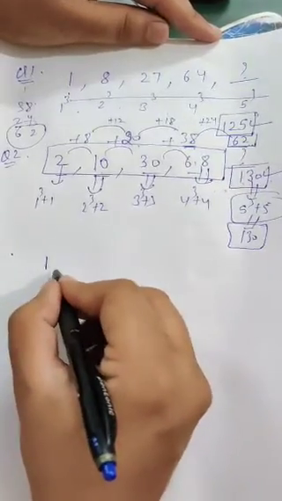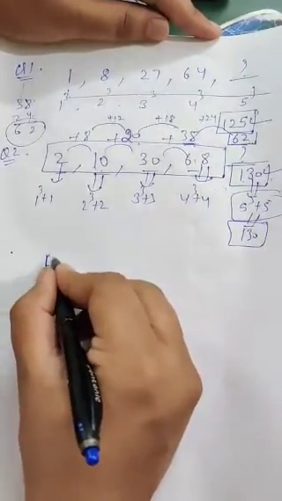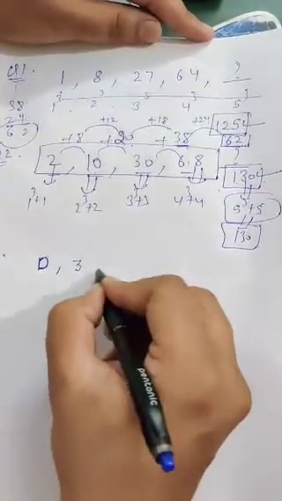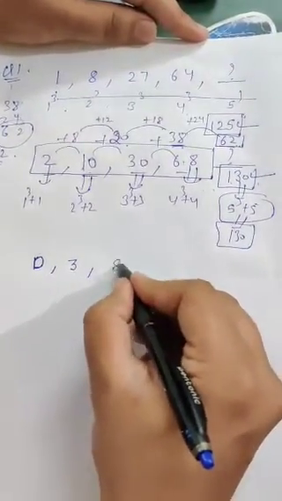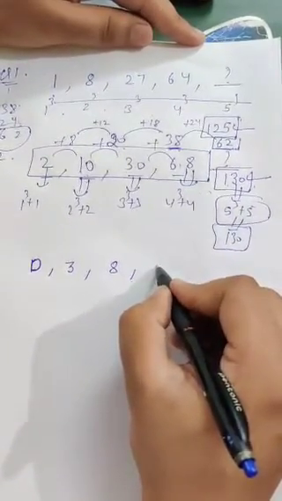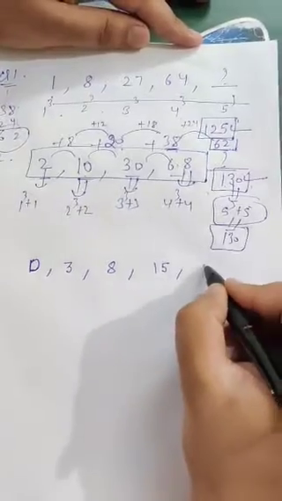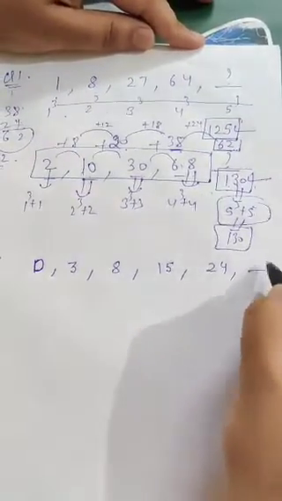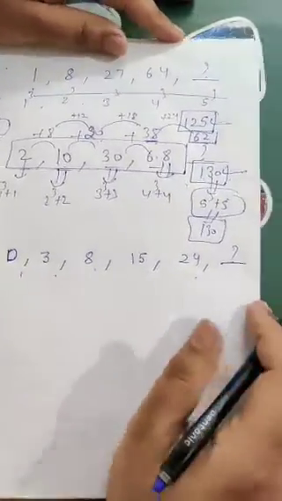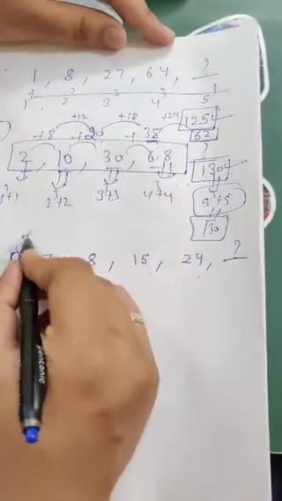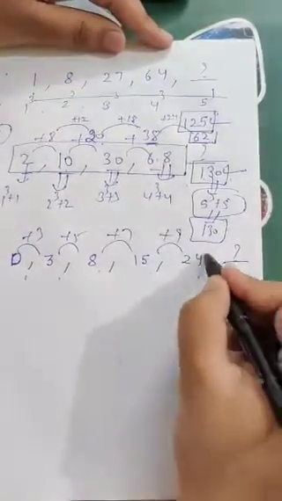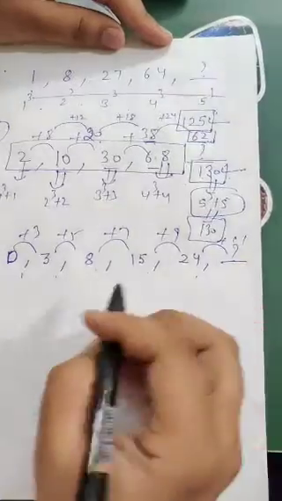Here it is given 0, 3, 8, 15, and 24. So the next number will be... we have to see there is an increase of plus 3, then plus 5, then plus 7, then plus 9, so automatically it will be plus 11. So here it is 35.